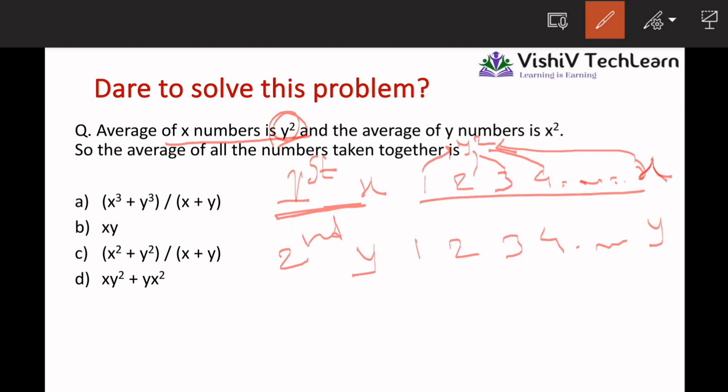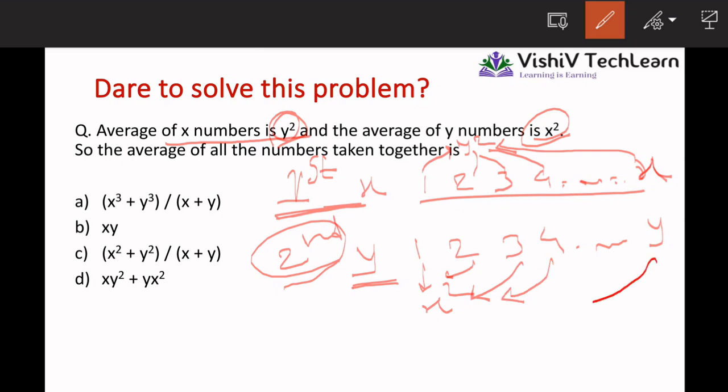Same in the case of the second group, there are y numbers. So the first number can ideally be seen as x square because the average is x square. Then the second number is also x square, the third number is also x square, the fourth is also, and the last number, which is the y-th number, is also ideally seen as x square. Okay, so this is how we have these two groups.